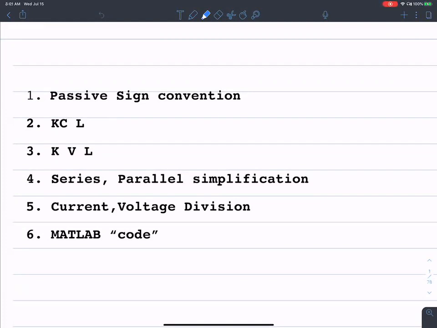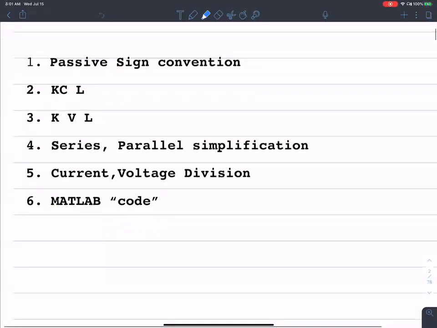We saw the idea of passive sign convention. Okay, what happens when the current flows along the direction of the voltage drop? Positive current, okay, so on and so forth. If the current is opposite to the voltage drop, negative current. Then we looked at KCL, okay, and then we looked at Kirchhoff's voltage law. So applying KCL at a node, KVL around a loop, that's what we did. And then we looked at series and parallel simplification, voltage and current division in the last class.